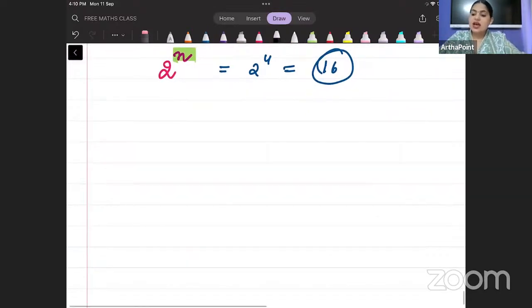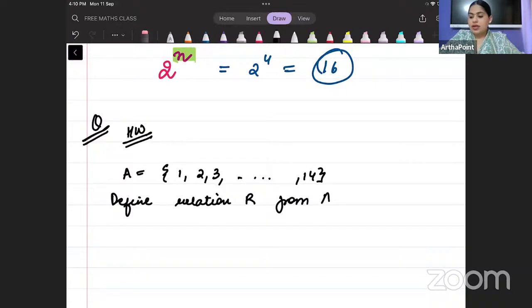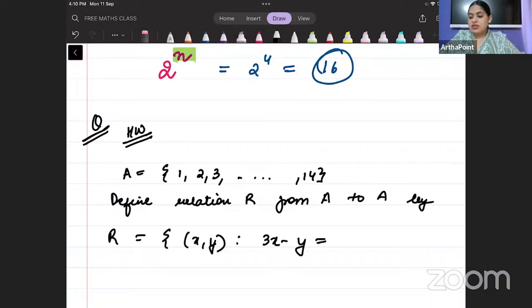In the next class, I will start with functions. Question लिख लो homework के लिए. A is given to you as {1, 2, 3, ... 14}. Define relation R from A to A given by R = {(x, y) such that 3x minus y is 0}, where x, y belongs to A.